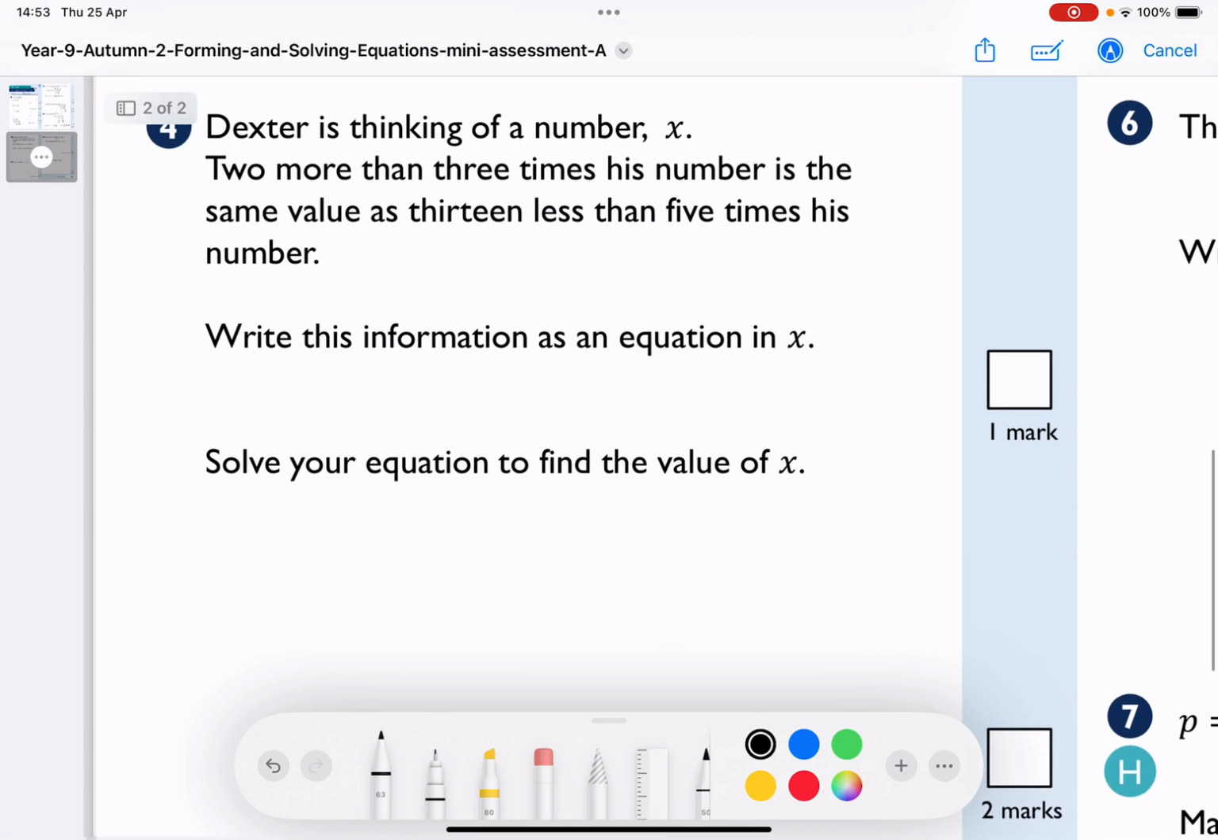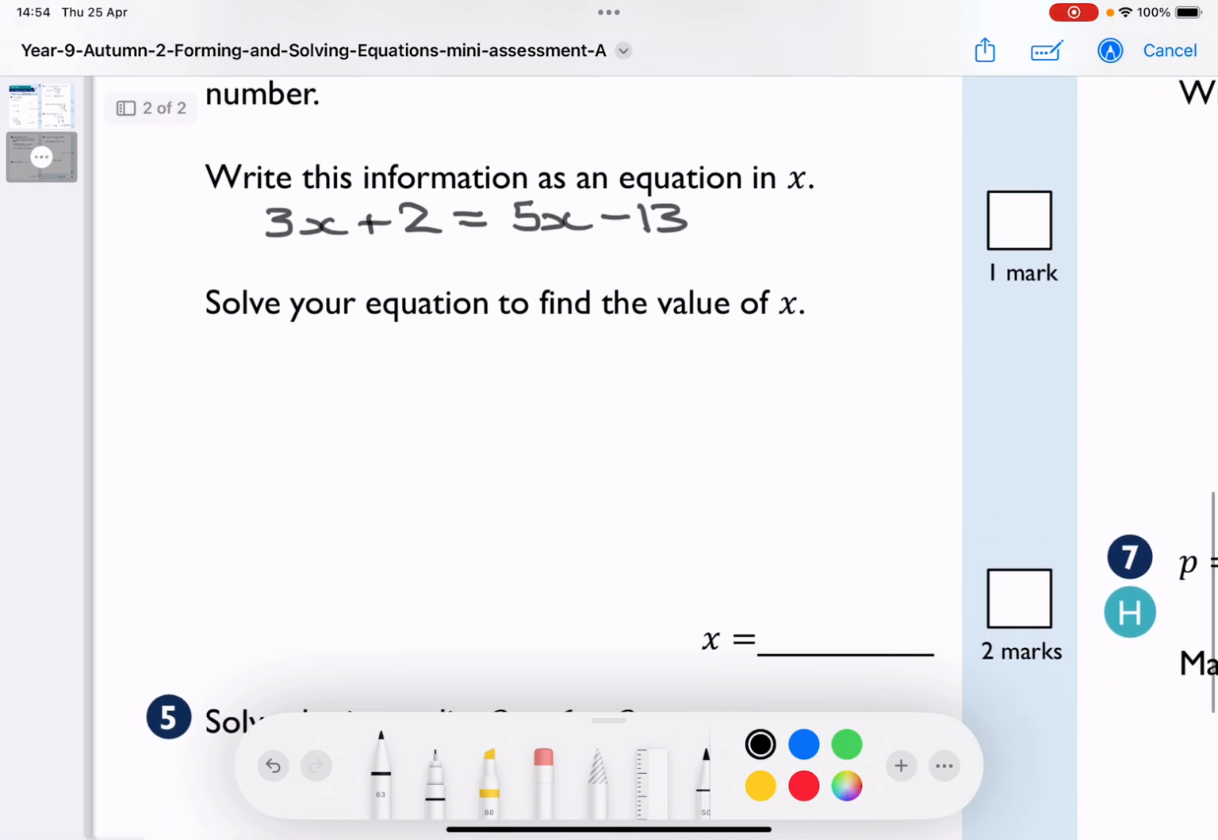Okay, so work it through. Dexter is thinking of a number x. 2 more than 3 times his number. So 3 times his number is 3x. 2 more than that is plus 2. And that's the same value, so that equals 13 less than 5 times his number. Well, 5 times his number is 5x. 13 less than that is minus 13.